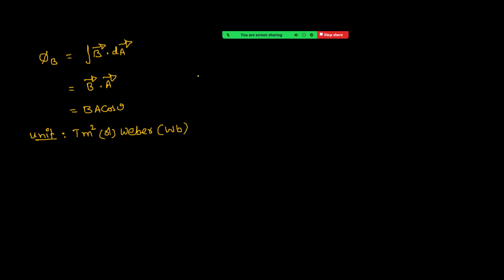So if you are taking a surface, and more magnetic field lines are passing through this surface, then we say flux is more. So more flux means more field lines passing through the surface. Right. Let us now focus on how to solve problems based on this.